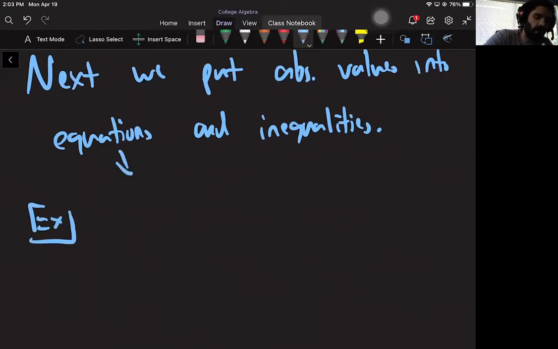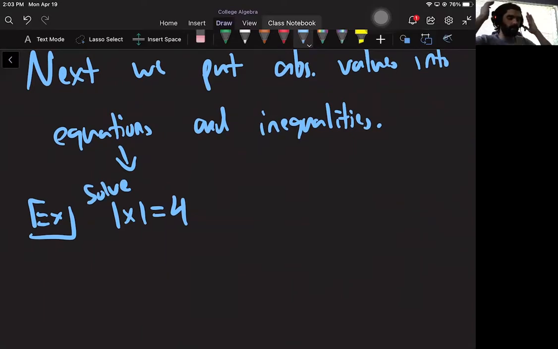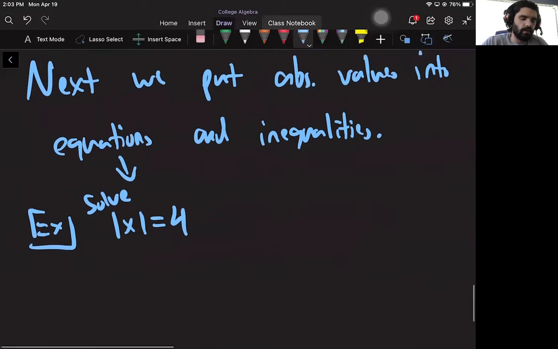So this would be an equation, because I'm using an equals instead of a less than or a greater than symbol. It's just an equals. So this is an equation that I can solve because it has a missing value that I can look for, x. So that's what I'll do. I'll solve this equation involving absolute values. So how do I solve this thing? Well, let's think about what this is really saying.